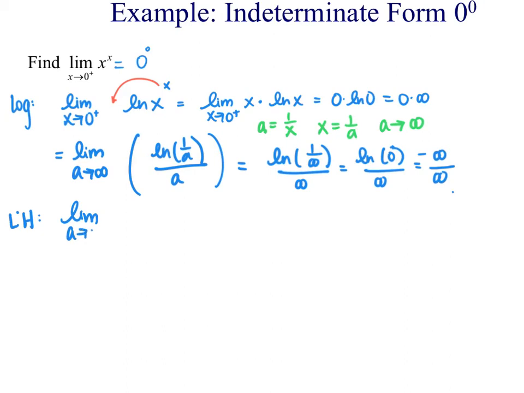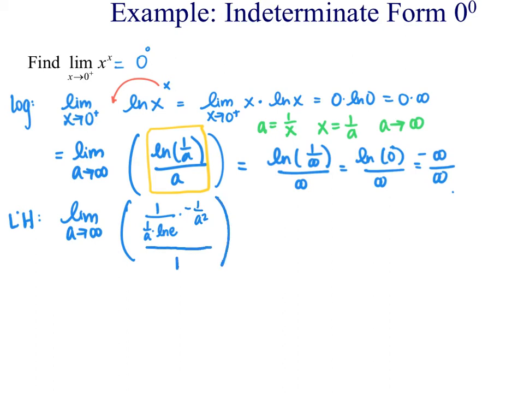I'm still working on a approaching infinity. So I'm going to apply L'Hopital to this quotient here. So that'll be the derivative of the natural log of 1 over a. That's 1 over a times the natural log of e times the chain rule of 1 over a, which is negative 1 over a squared. That's a lot of fractions again. All over, thank goodness my denominator is just 1.